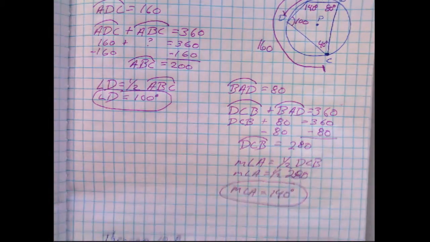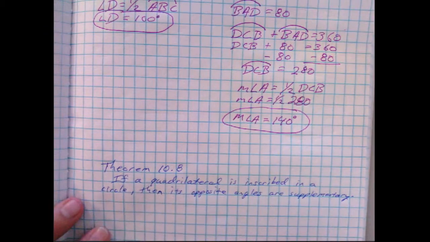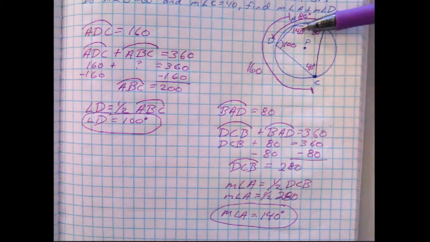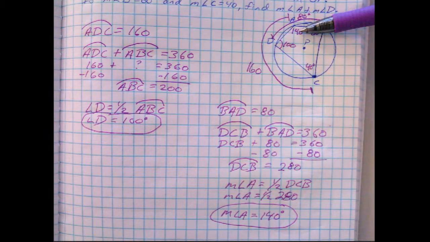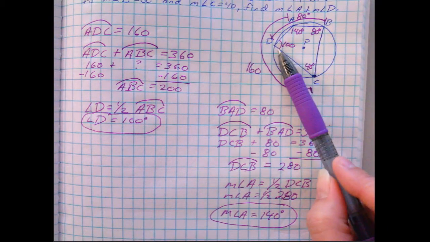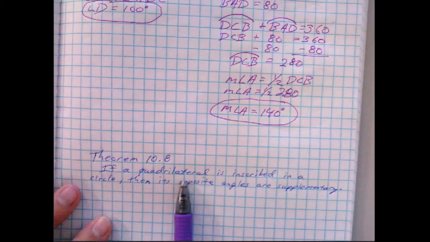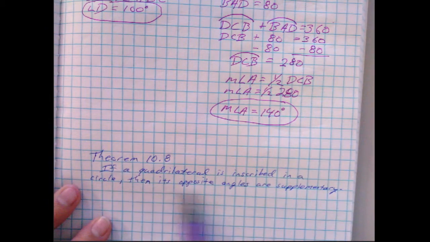Alright, one last theorem here that we just saw. If a quadrilateral is inscribed in a circle, then its opposite angles are supplementary. Let's go up here and look at these. We have a quadrilateral. Our opposite angles, we have 40 and 140. That comes out to 180. That is supplementary. And my other opposite angles, I have a 100 and an 80. Again, if I add those together, they are supplementary. So that does work. Again, that last theorem: if a quadrilateral is inscribed in a circle, then its opposite angles are supplementary.